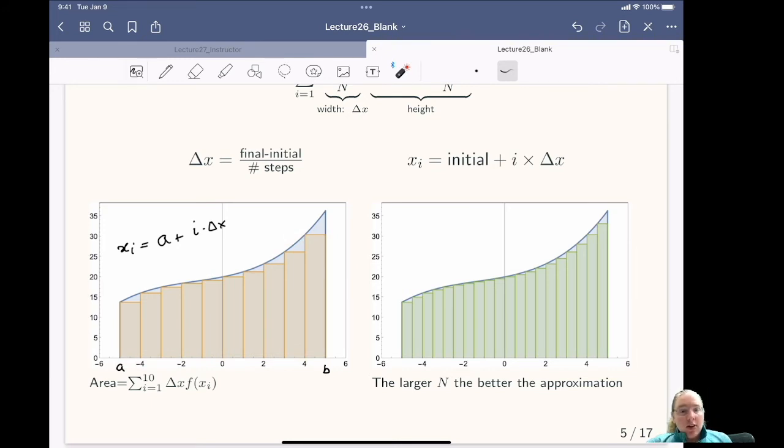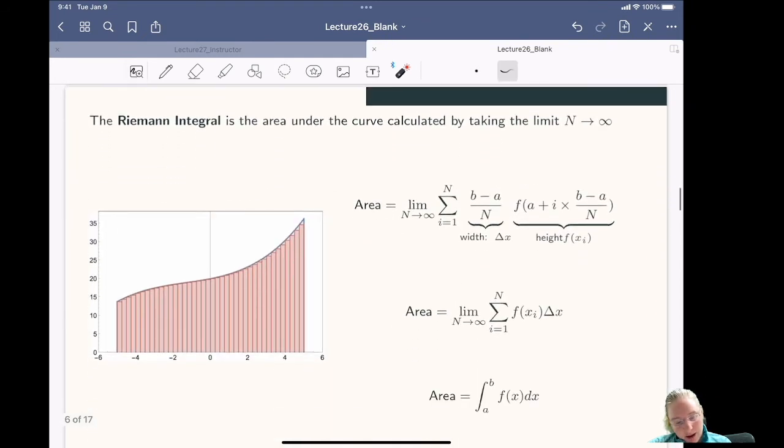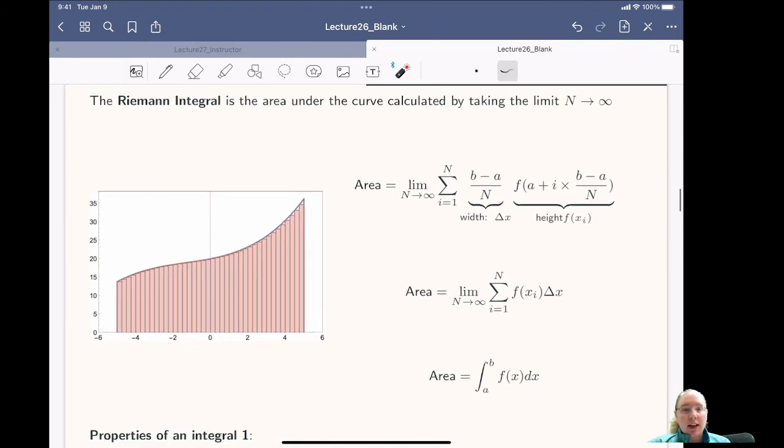All right, so that is the idea of a Riemann sum, and once again, the more n's that we have, the larger the number of rectangles, the better the approximation is. So this gives us the idea of a Riemann integral. Going from a Riemann sum to a Riemann integral is the case where we take the limit as the number of rectangles gets absolutely enormous, so it goes to infinity.